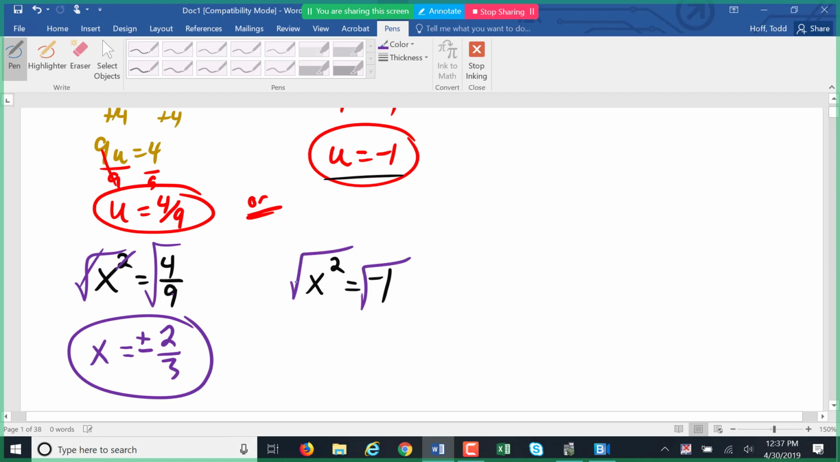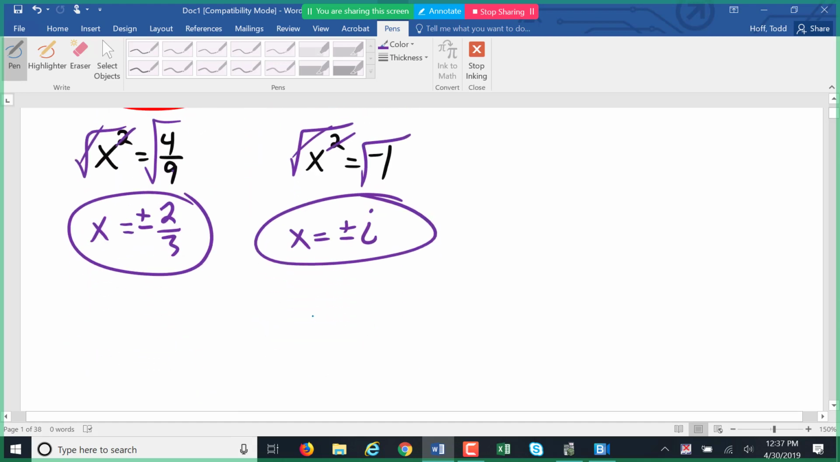Square rooting over here, the square root of x squared, x is equal to the square root of negative 1, well there's a positive or negative, so again this is the positive or negative i. So there are 4 solutions here. 2/3, negative 2/3, i, and negative i.